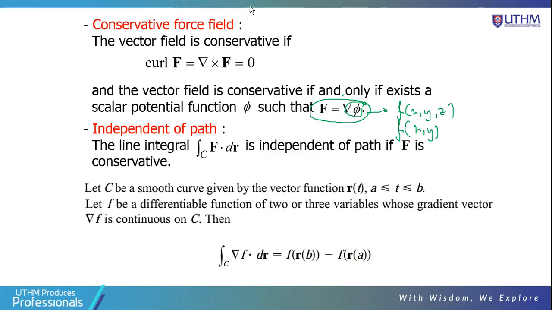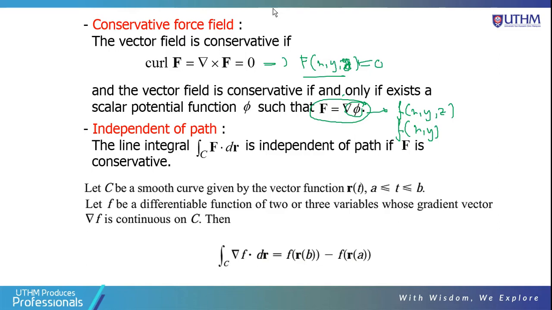So the vector field is conservative if curl f equals 0. This is if you have three dimensions, where your vector field is in terms of f of x, y, z. If it is in 3 terms, that means you can solve for the curl f. So you get the answer equal to 0, and you verify that the vector field is conservative. Okay.